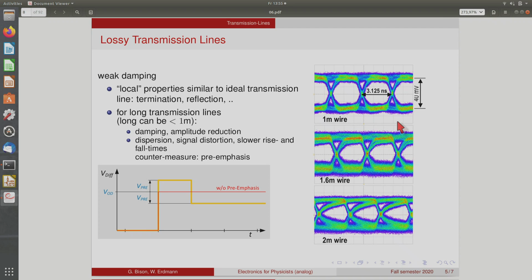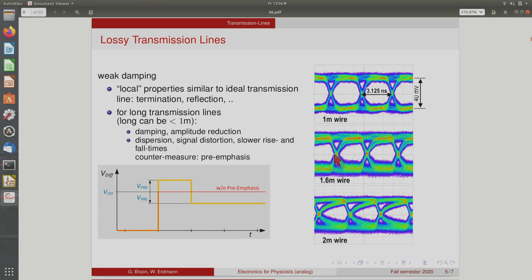Normally, we assume that we have weak damping, so we still talk of the local properties of the ideal transmission line, but we have to additionally take into account that we have damping and distortion. And here's an example where you see a fast signal being transmitted through 1 meter of wire, and then a longer wire of the same size. And the longer you go, the more your signal is distorted from the original nice shape.